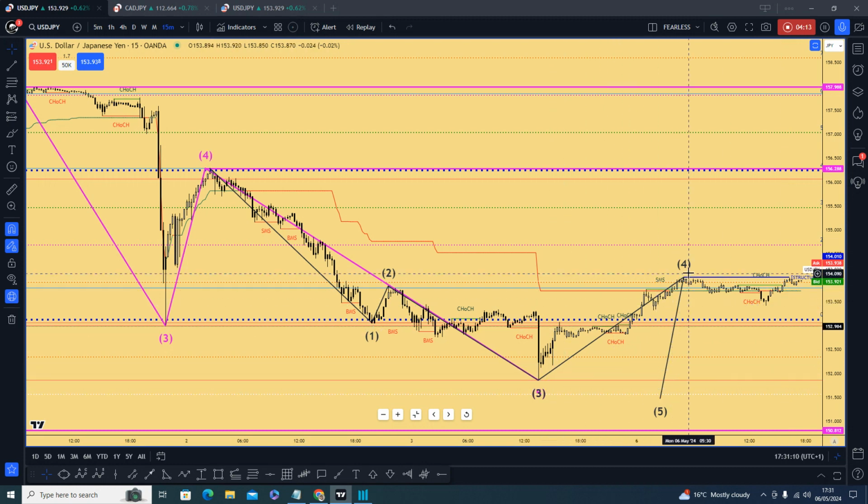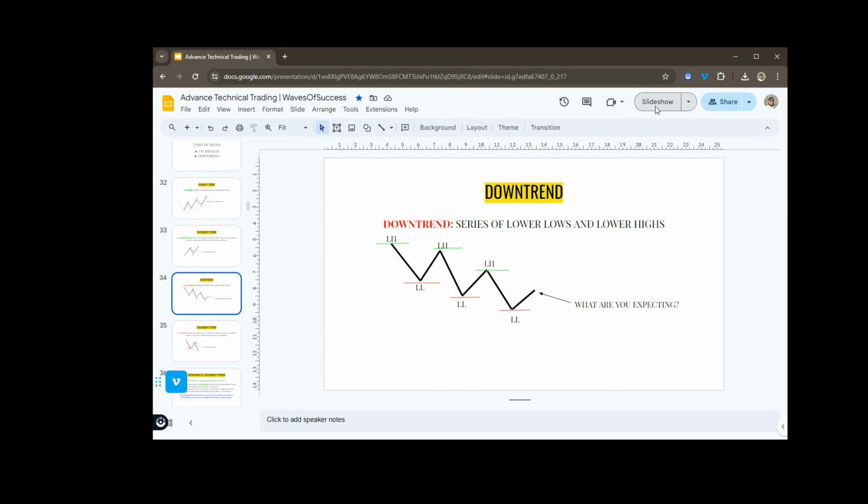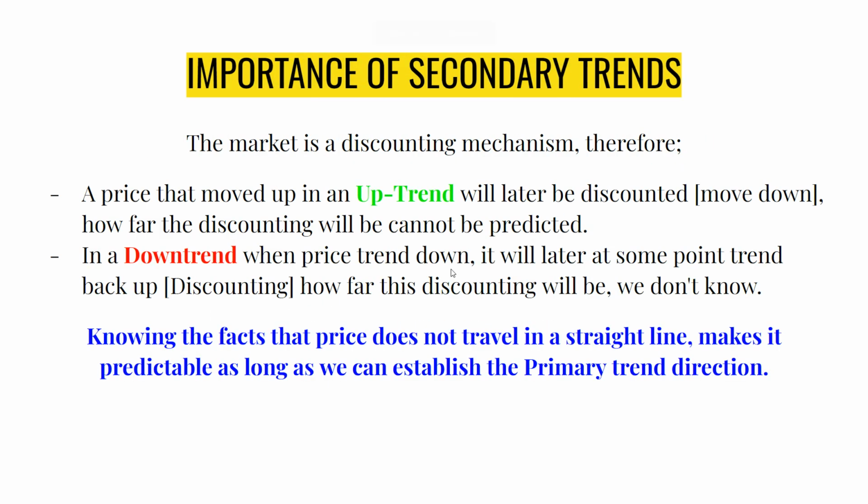If the current move gives you a trend changing pattern, then you wait for the price to move again in that direction, and then you can buy because you have a trend changing pattern. That is why the secondary trend, I'm going to show the slide again, is very important.